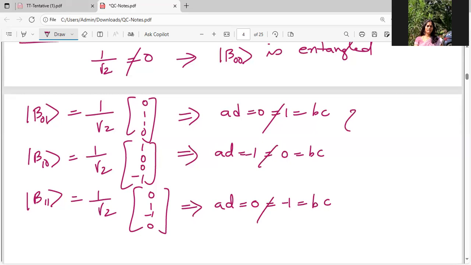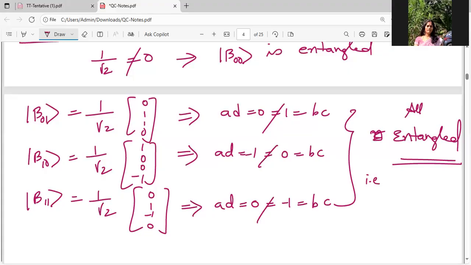Hence, all the Bell states are entangled. Since AD is not equal to BC, all are entangled. That is, they are not separable. Entangled means what? Looking at one, you can tell about the properties of the other one. There are some more other examples which you can check whether they are entangled or not.